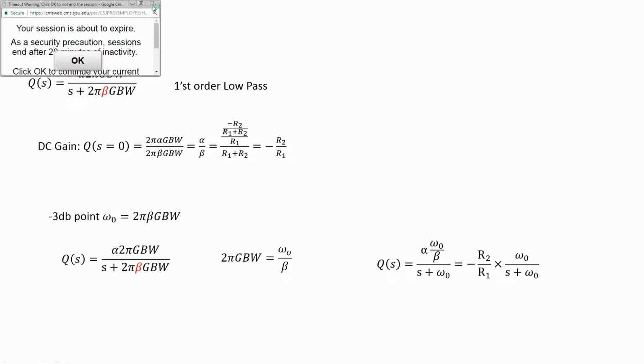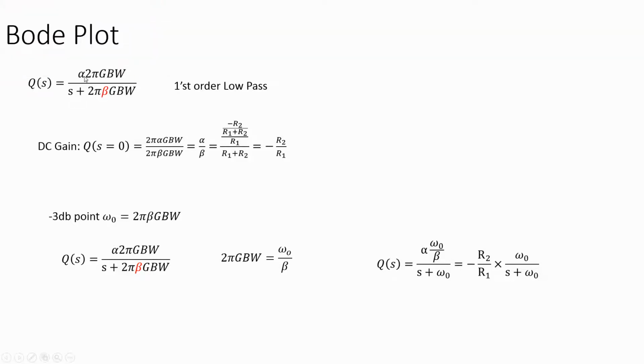So I just redid that. We have an alpha, but the beta is still there. It's still first order low pass. What is the gain at DC? Well, now instead of 1 over beta, we have alpha over beta. Calculate all that through, and we get minus R2 over R1.